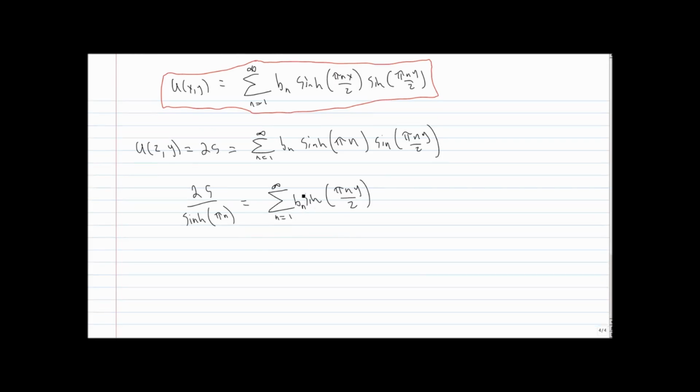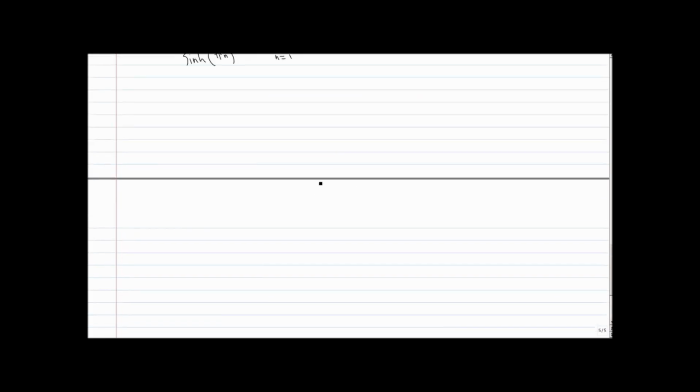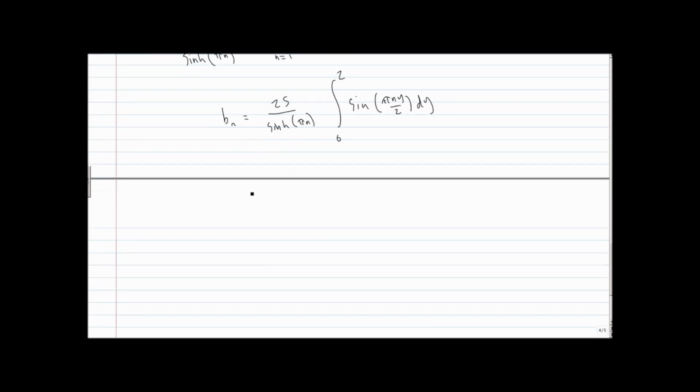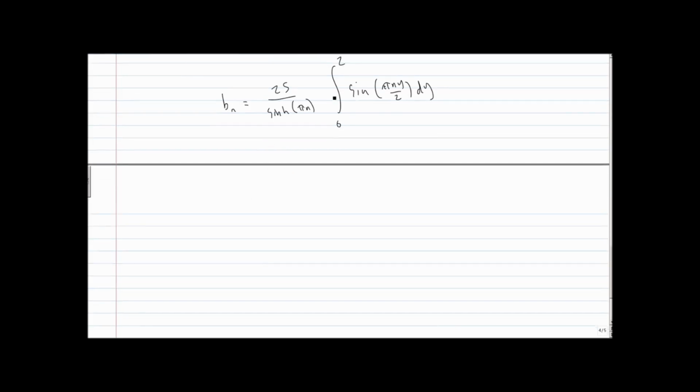Okay, so when we have the Fourier sine series like this, we know that we can solve for b sub n by using an integral. And since the length of y goes from 0 to 2, we have this guy here. Okay, almost done. So I'm not going to do this integral here. I'll just write down what the solution is. So the solutions to this correspond to when n is an odd number.